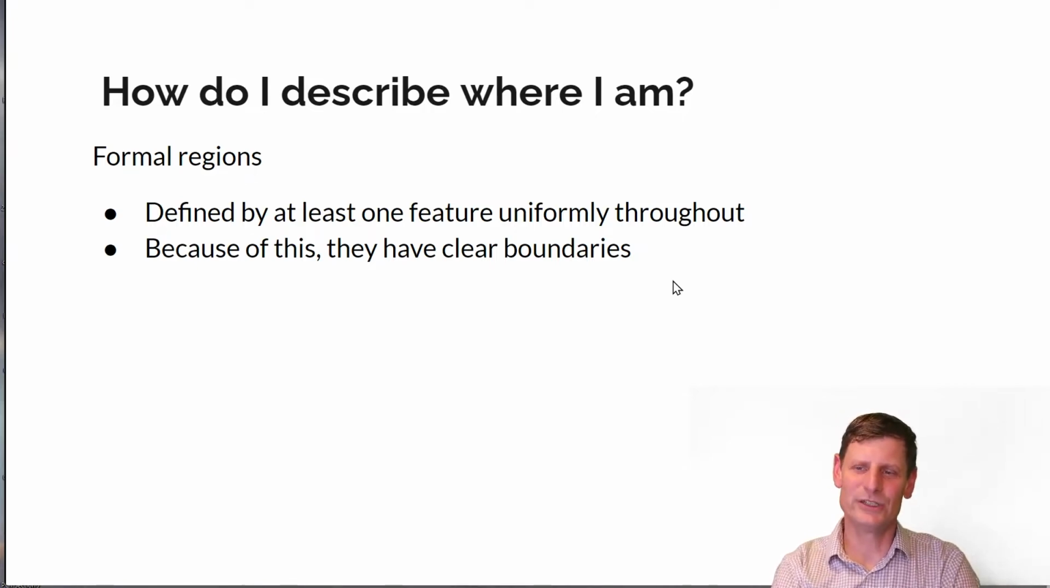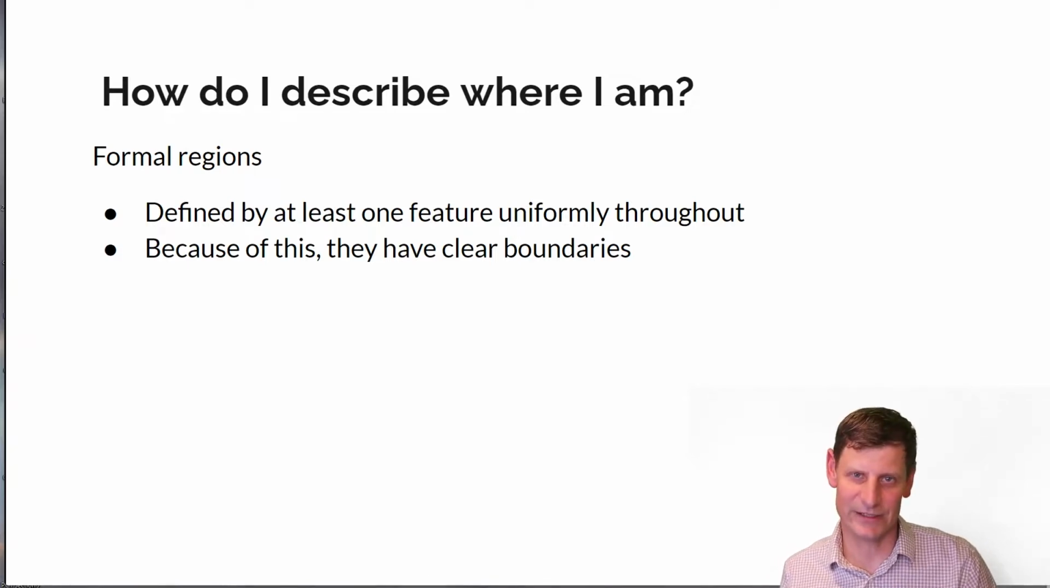A formal region is an area of land that has at least one feature uniformly throughout it. So the term our textbook uses for that is homogeneous. There's some kind of a homogeneous thing. The feature could be a human feature or it could be a physical feature, but there's at least one feature uniformly throughout it.